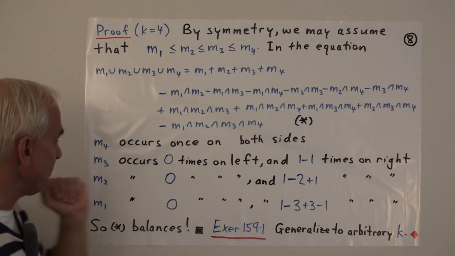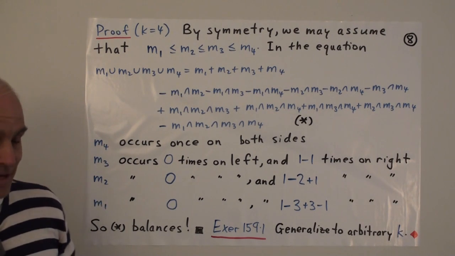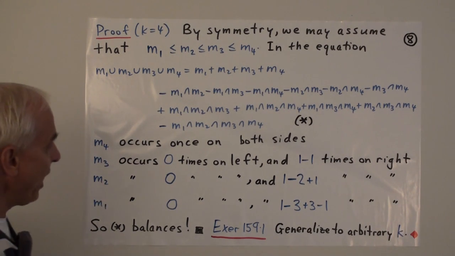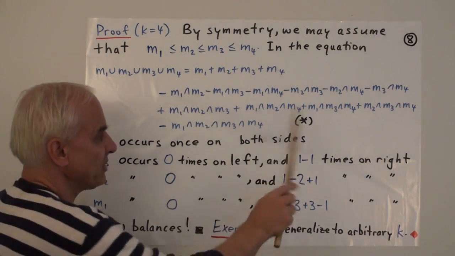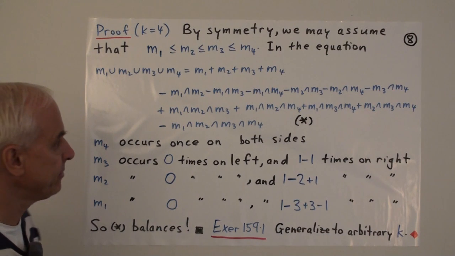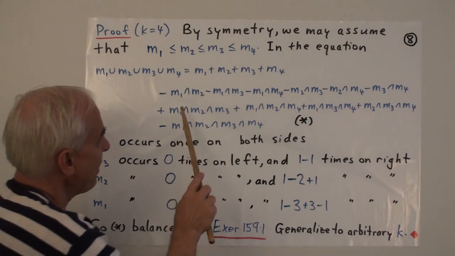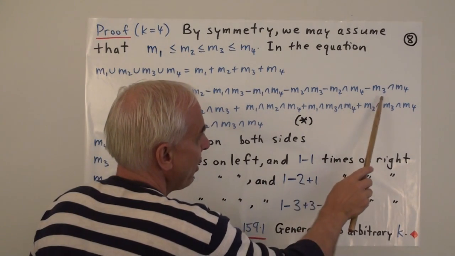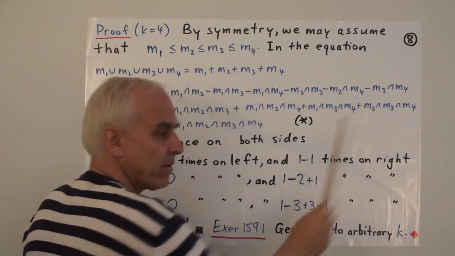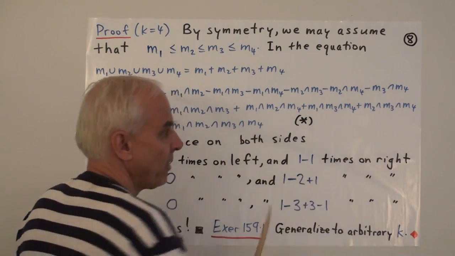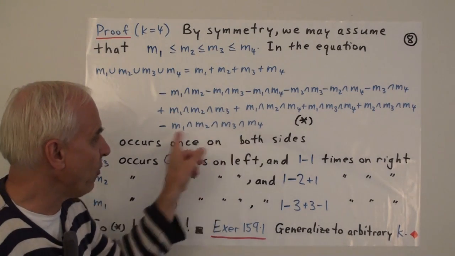Now let's look at what happens with m3. So m3 occurs not at all on the left-hand side, because that's only m4. m3 occurs once there. And how many of these other intersections are equal to m3? Well, m3 is the second biggest one, and that's going to occur as a minimum only when we take m3 intersect m4. So it's going to occur right there. This particular intersection will evaluate to m3, but none of the other ones will.